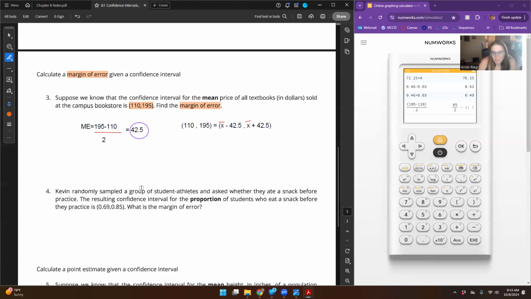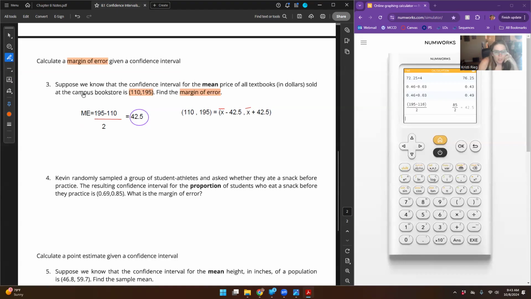Those are the only choices. So you're going to see lots of halves on these. Okay, let's try this again. That was for the mean. Now we're going to do it for proportion.